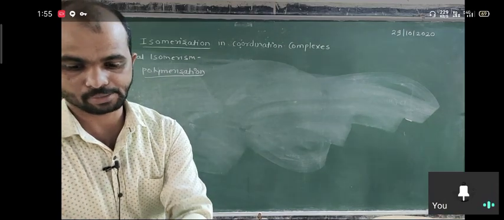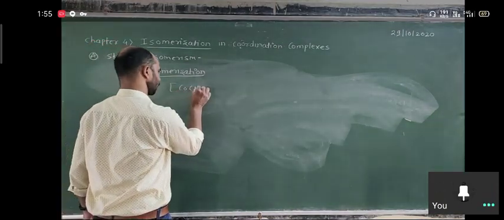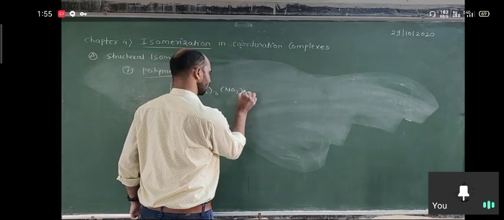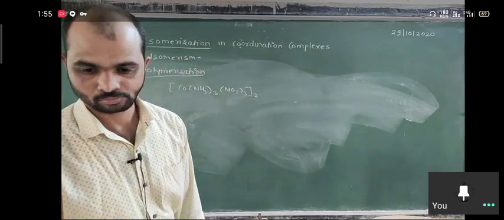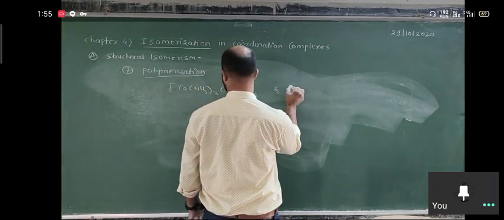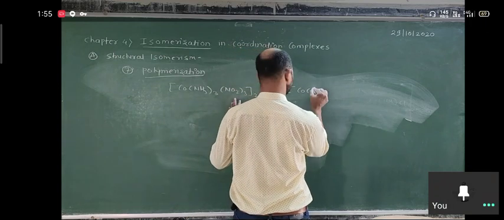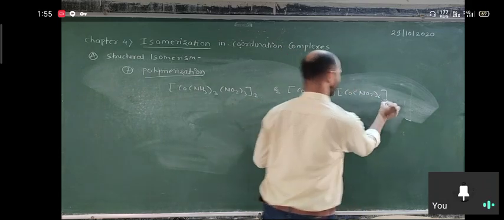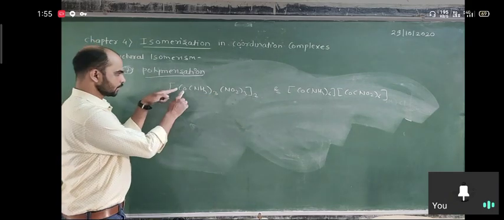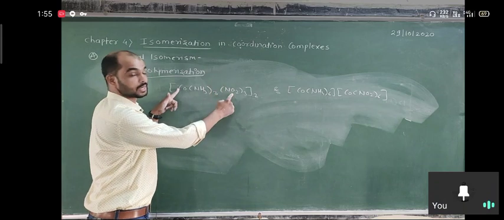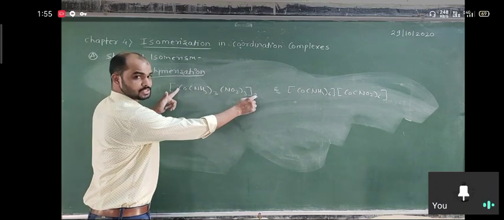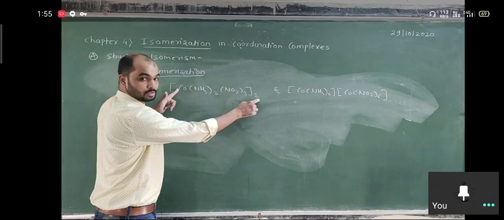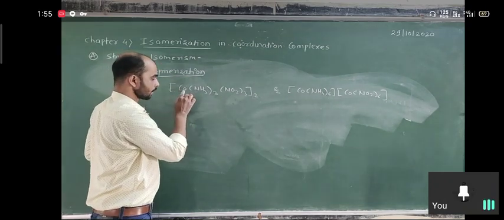So for that we consider an example here: Co(NH3)3(NO2)3 and Co(NH3)6 Co(NO2)6. Okay, look here. What is the empirical formula? Here one Co contains 3 NH3 and 3 NO2. Okay, there is a twice given. That means here 2 cobalt, 6 NH3, 6 NO2 are present. So what is the empirical formula?